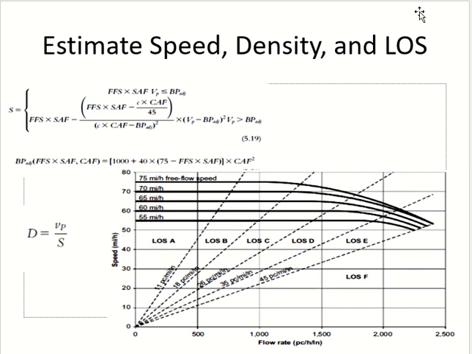When you are calculating the speed, you have to find out what is the break point, the point after which the speed starts to reduce. Before this, the speed equals the free flow speed, which is this one. After this, you have to use this equation to find out the actual speed of the road under your flow rate. Once you find out the speed, calculate density and find out the level of service.